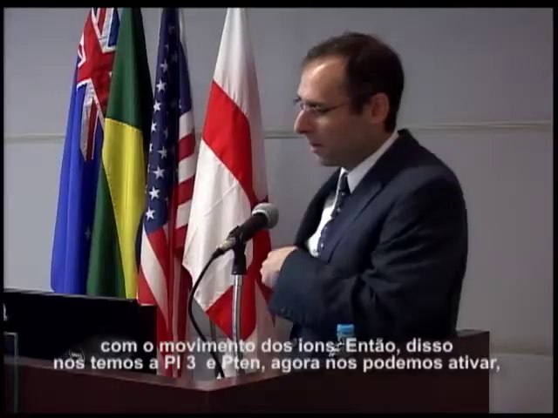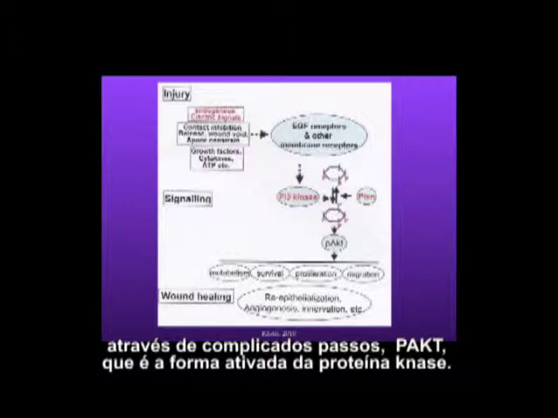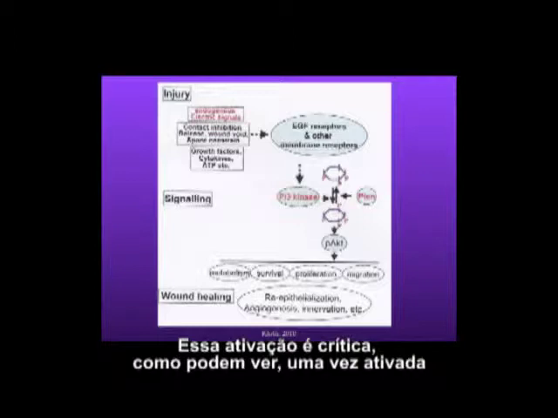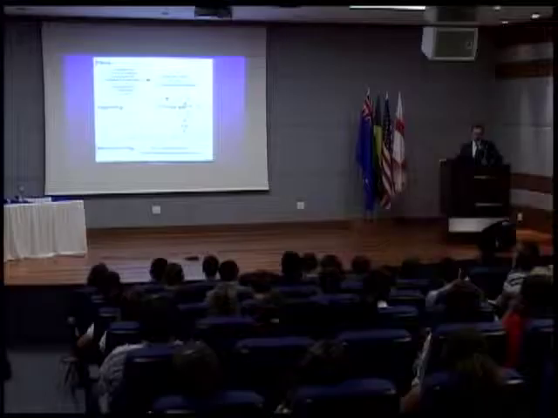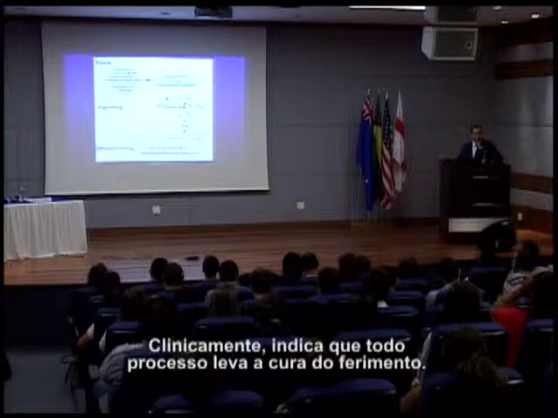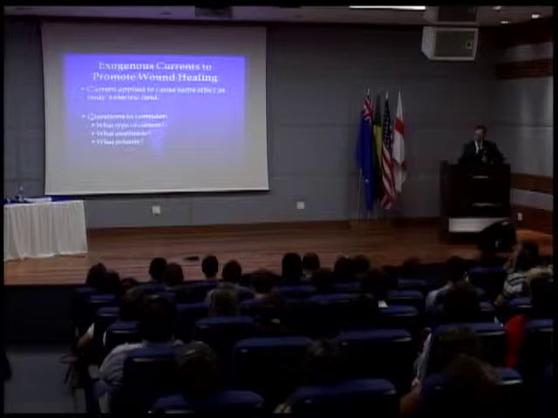Okay. So from there, we have the PI3 and the PTEN. Now we can activate, through a series of complicated steps, pAKT, which is the activated form of protein kinase. Okay. That activation is critical. So as you can see, once activated, it can stimulate migration, proliferation, cell survival, and cellular metabolism. Take-home point, clinically, it means that whole process leads to wound healing. So that's kind of nice. And very complicated.